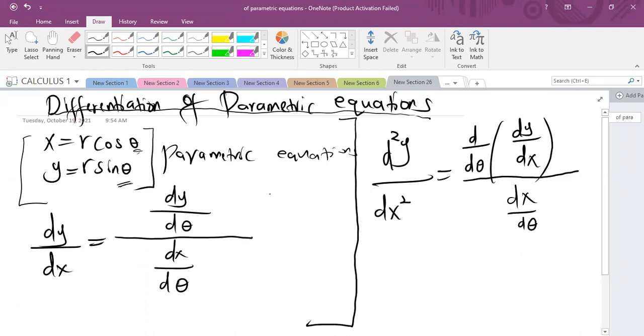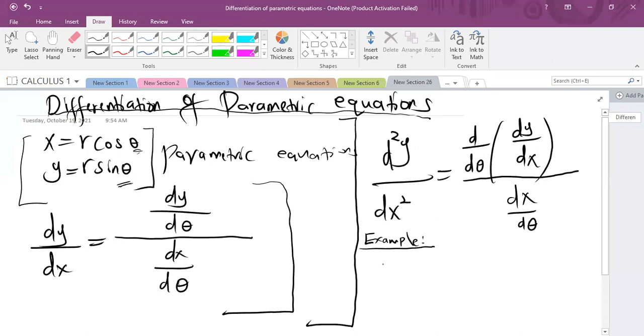So these are the formulas you need to remember under differentiation of parametric equations. This is how you get the first derivative. This is how you get the second derivative. So if you're given a parametric equation, then you need to remember this. I would like for us to take up an example and see how exactly we are going to go about it. So let's take up an example just right here.